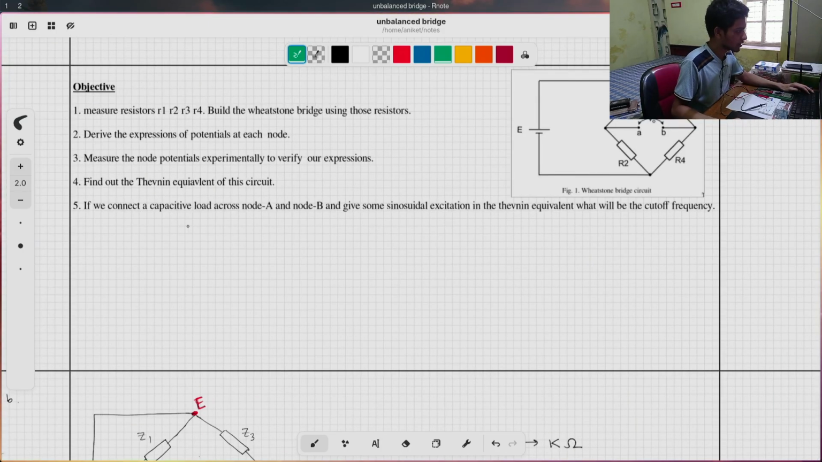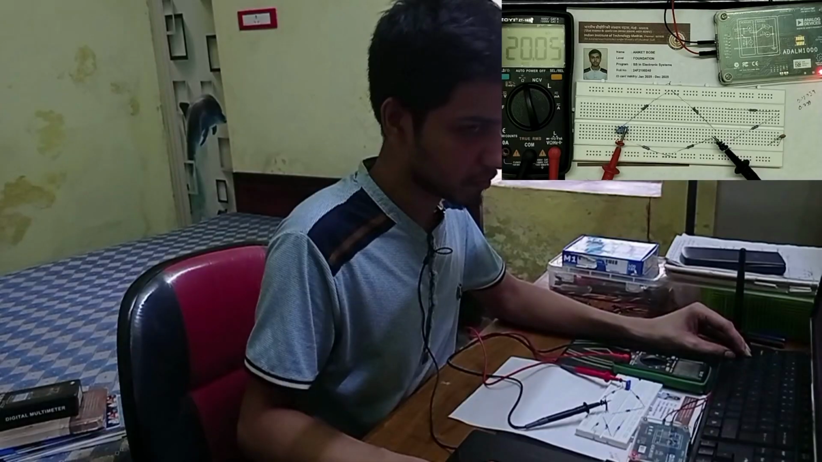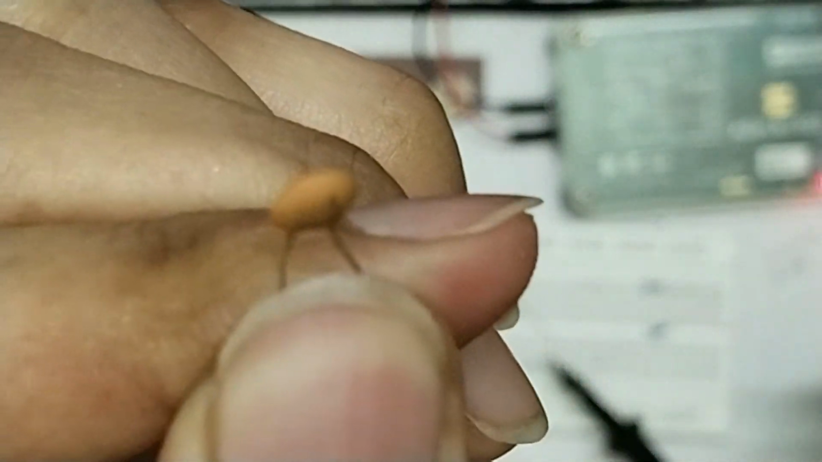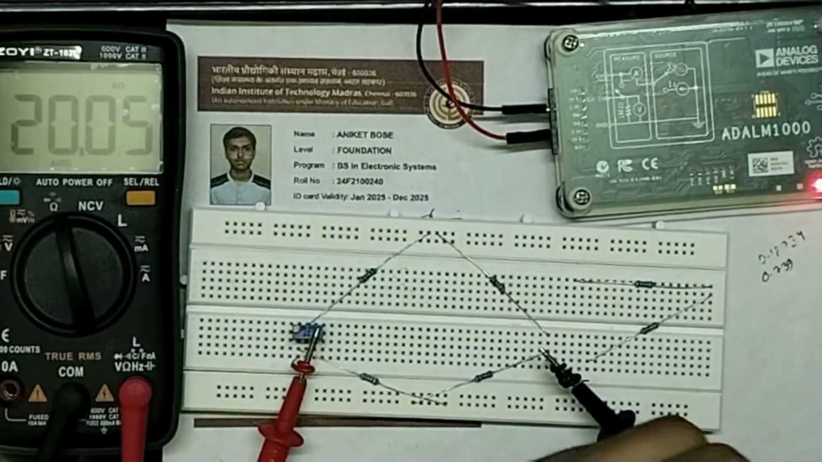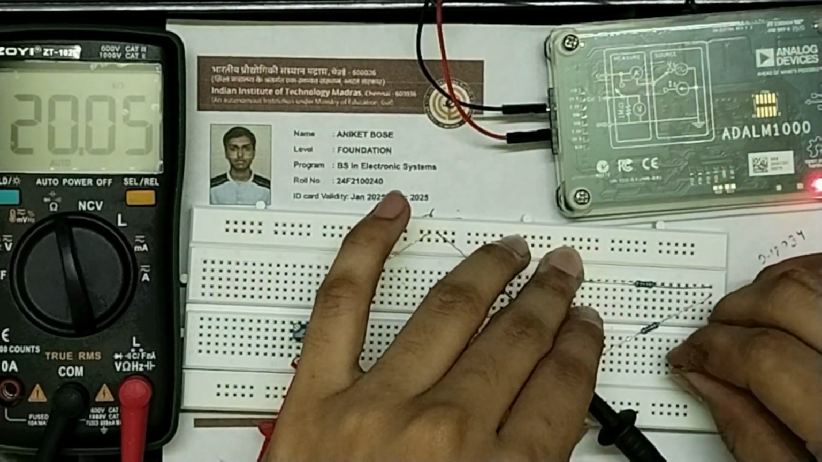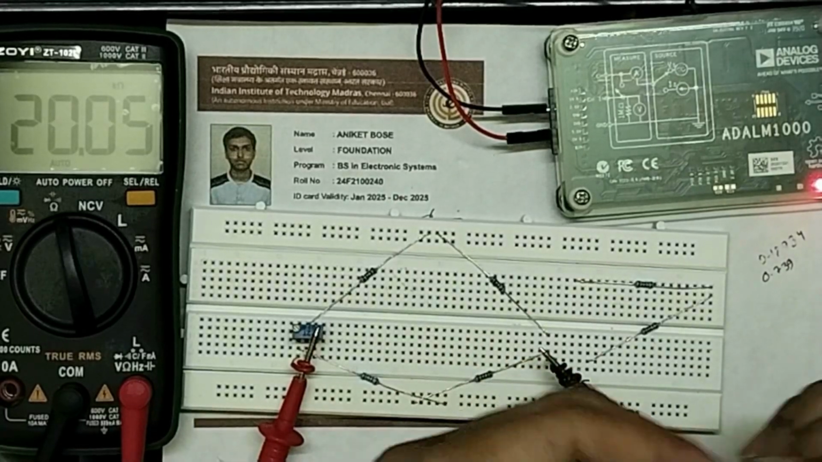Now in the fifth and last step, we need to connect a capacitive load across node A and node B and give some sinusoidal excitation in the Thevenin equivalent and find out the cutoff frequency. So in the circuit, I have used this capacitance. This is 100 nanofarad, but there are some tolerances. It comes with plus minus 20% tolerance, so it becomes 80, and in the circuit when I plug it, it becomes much less than that. So let's check that out.